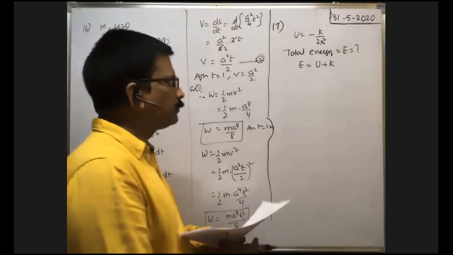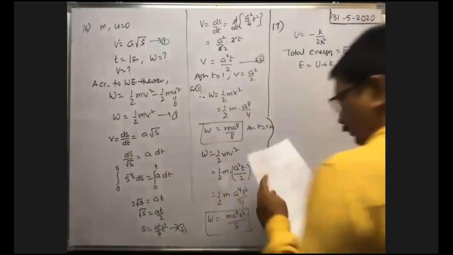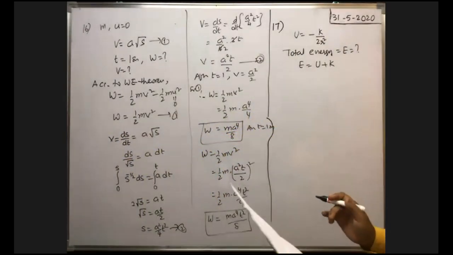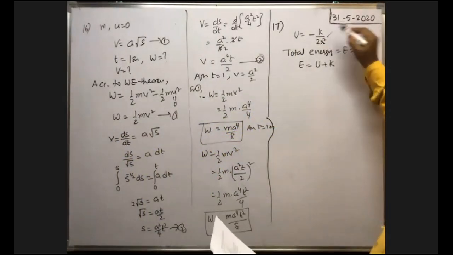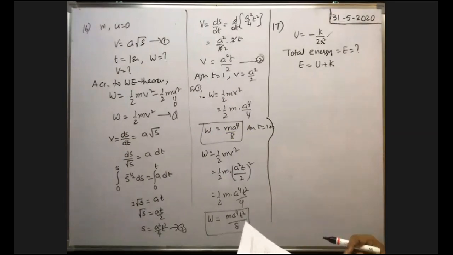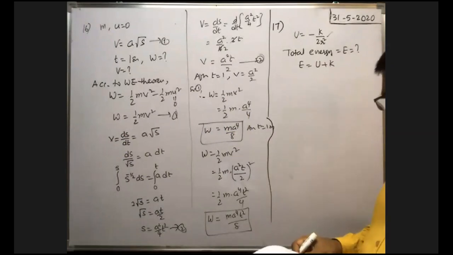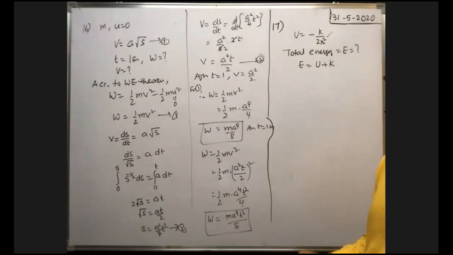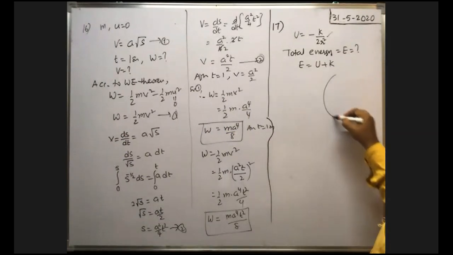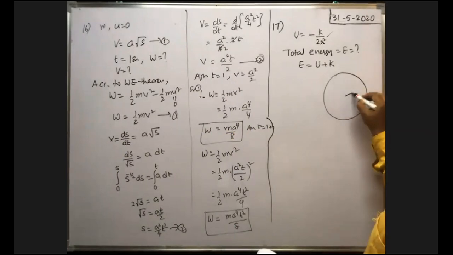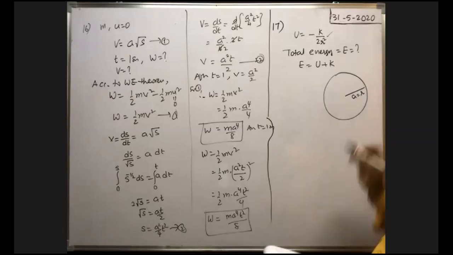Now you see the board. Here potential energy is given. Total energy of the body they asked. Already we know here the body travels along the circular path of radius small r. Of course, A is given. That is not A. That is equal to r only, not A.